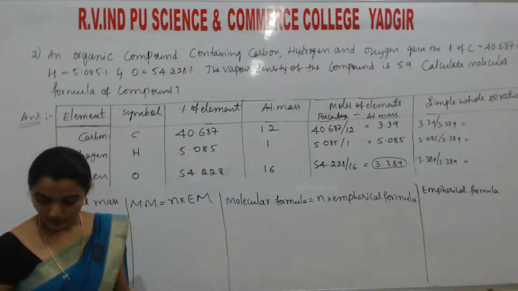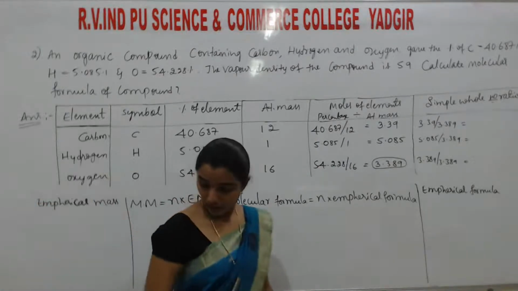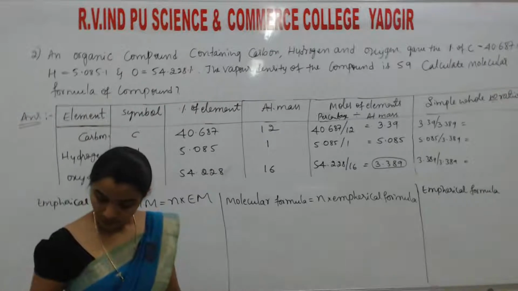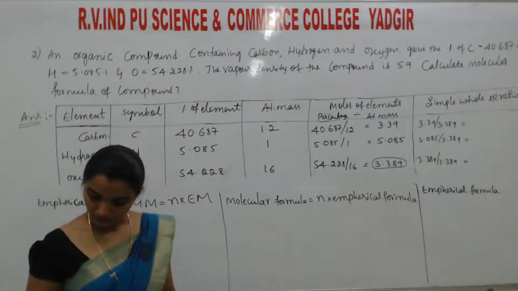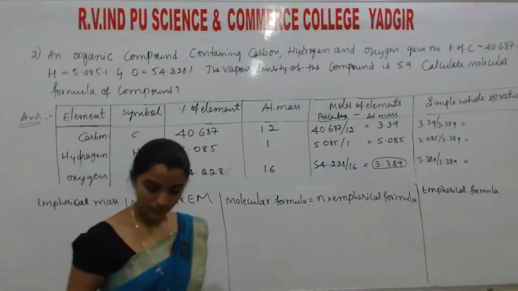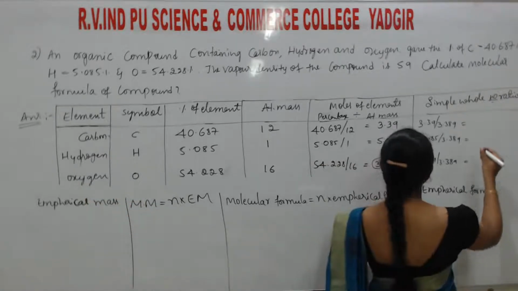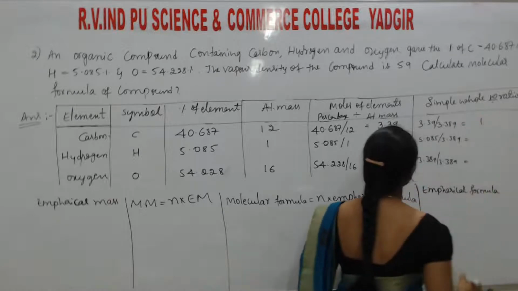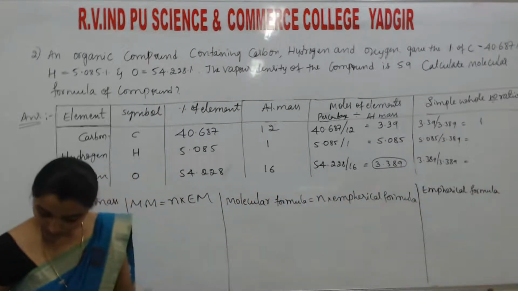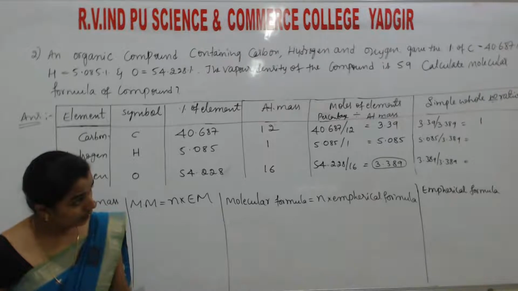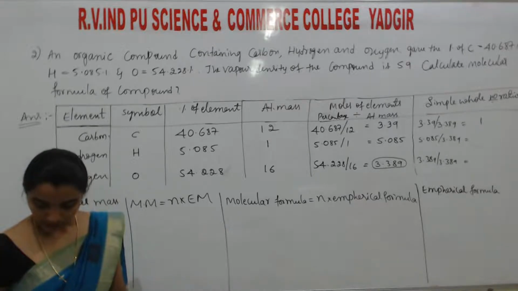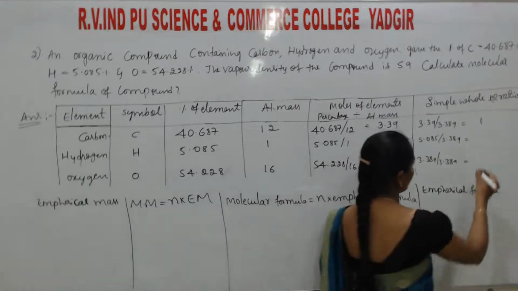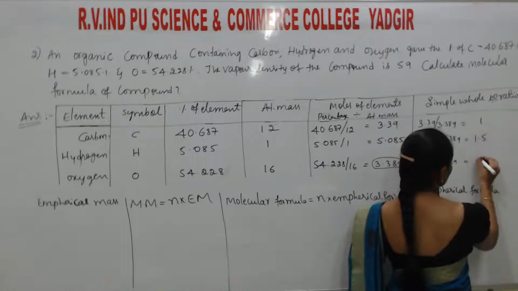This one is approximately 1 we will get, and 5.085 divided by 3.389, that is 1.5, and this one is 1.